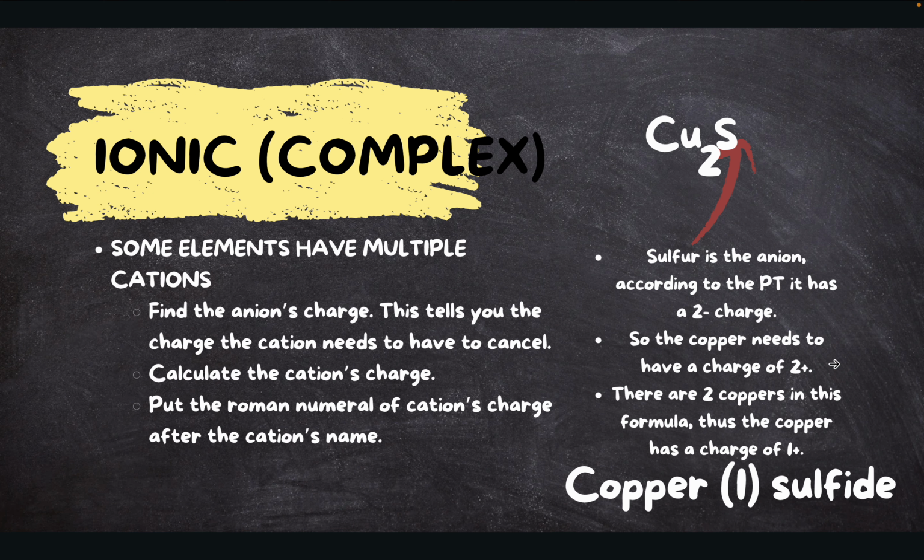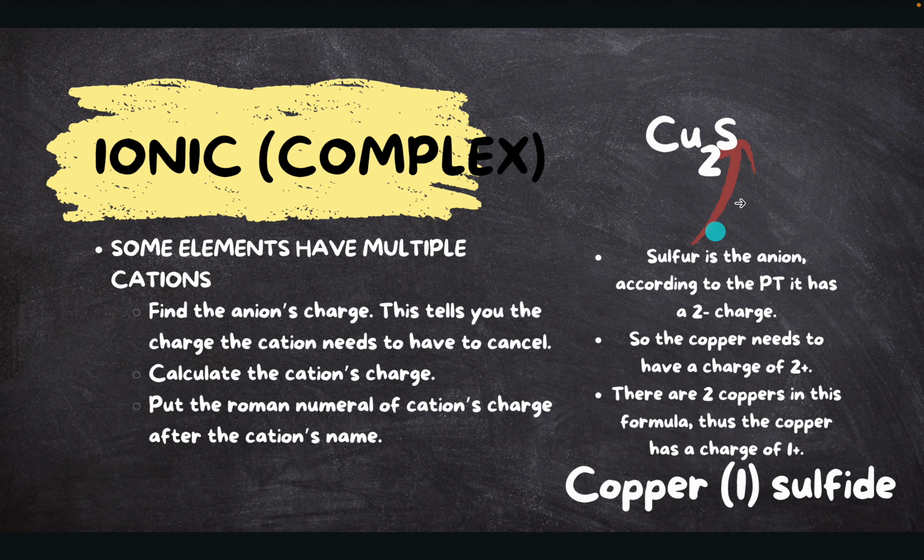Let's talk about complex ionic compounds. So some elements have multiple cations, which are the transition elements. So first to calculate this, find the anion's charge. It tells you the charge the cation needs to have to cancel. So for instance, this compound right over here, sulfur is an anion. According to the periodic table, it has a charge of -2. So that means that this other part, this Cu2, needs to have a charge of 2+, to cancel out with the sulfur.